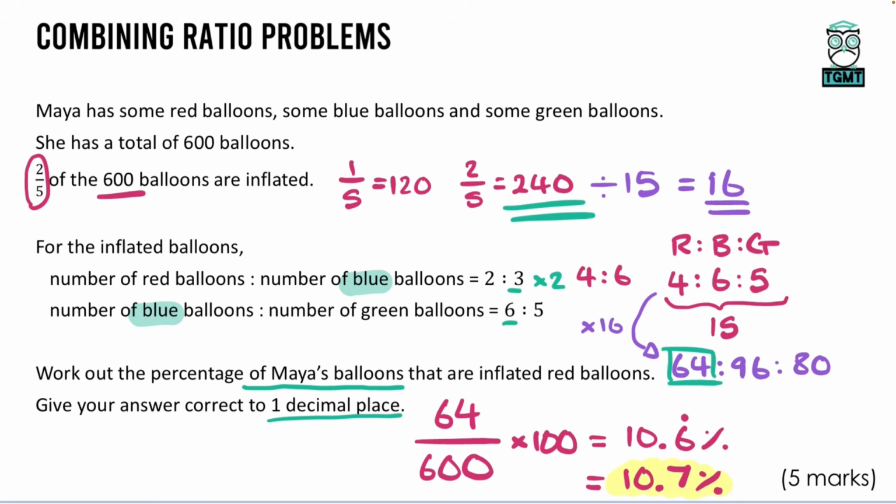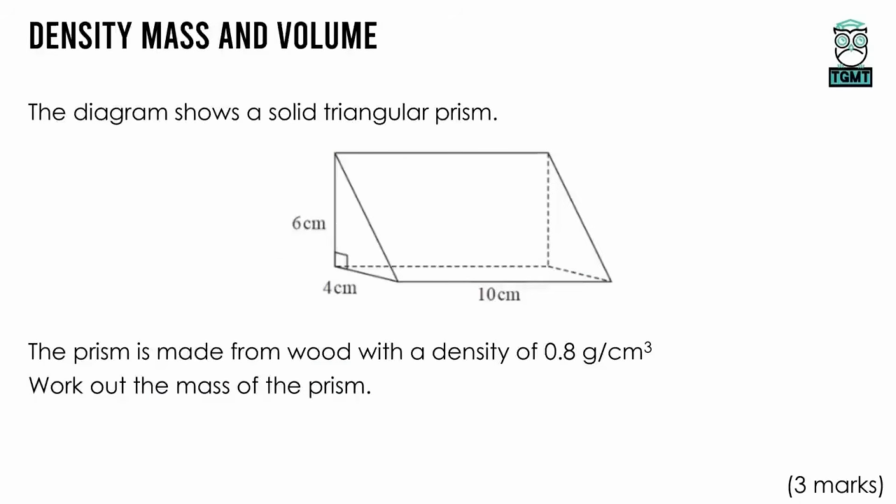So there we go, working through that question step by step. We had fractions, we had ratios, and we had some percentages there at the end. So this next question is looking at density, mass and volume, and this one here actually gives us a prism that needs us to work out the volume of.